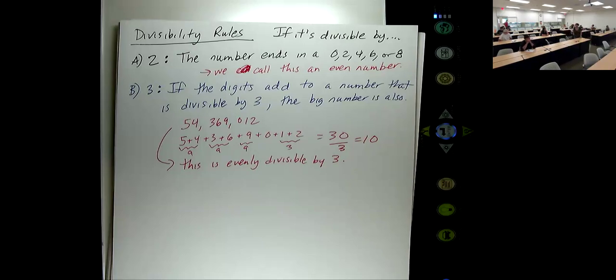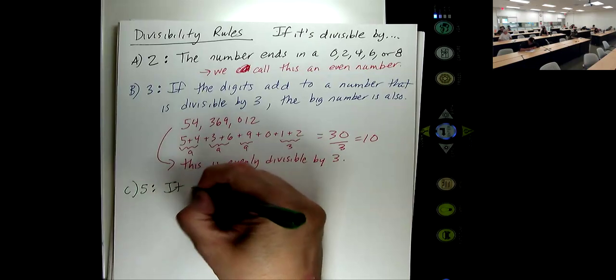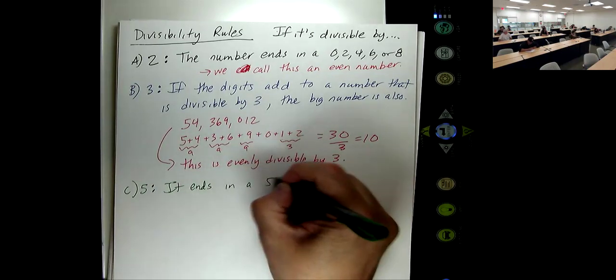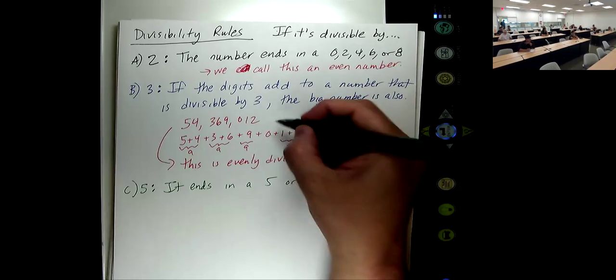Our next prime number is 5. So if we're divisible by 5, it ends in a 5 or 0. If it's divisible by 3, it's not prime. It's called a composite number.